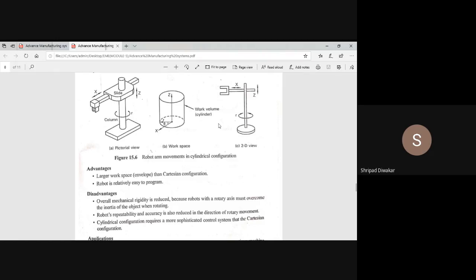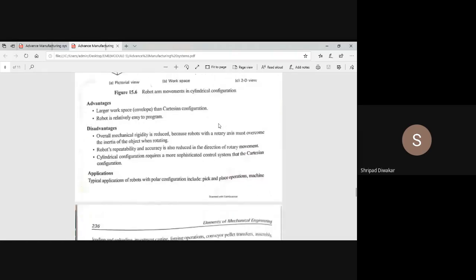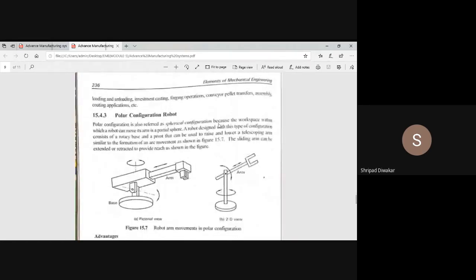Disadvantages are low degree of mechanical rigidity, low accuracy, low repeatability. Next, we are having the sophisticated control system. These are the disadvantages of the cylindrical configuration system. Okay, next configuration is the polar configuration system.